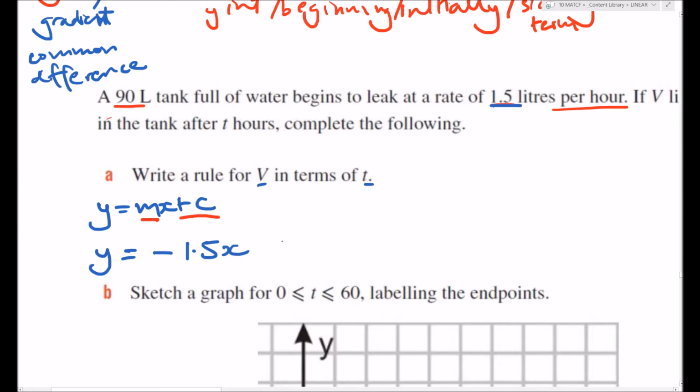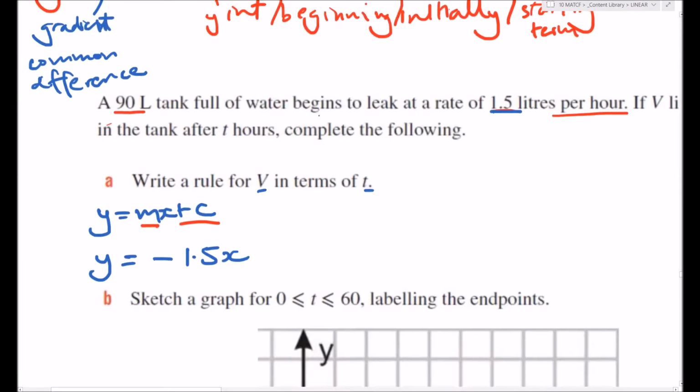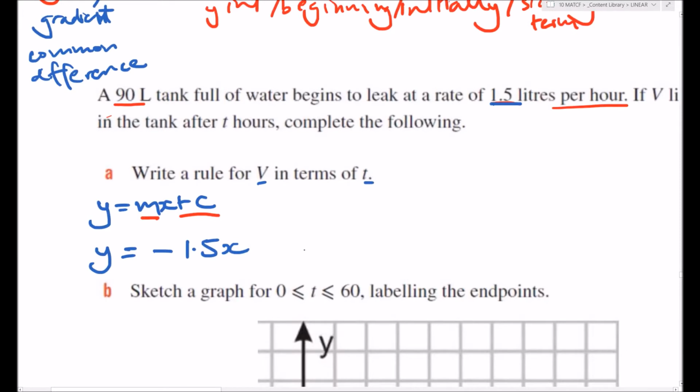And then the next thing to include is your y-intercept. Now, your y-intercept, remember, is the same thing as how much you have at the start, initially, or the starting term. In this case, the tank started with 90 liters. So it has 90 liters at the start. There's your y-intercept.